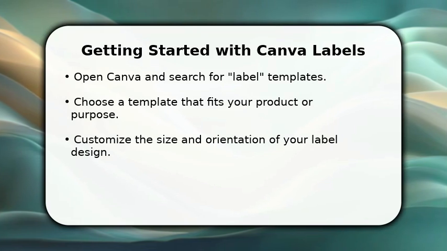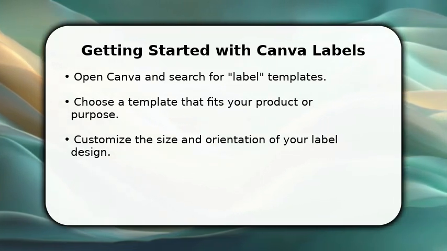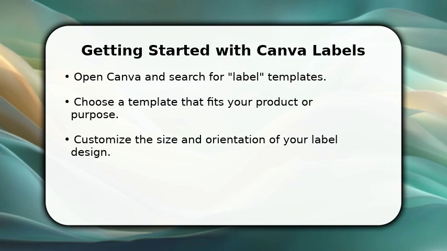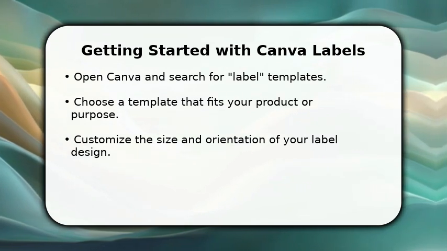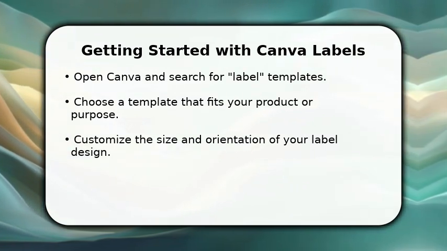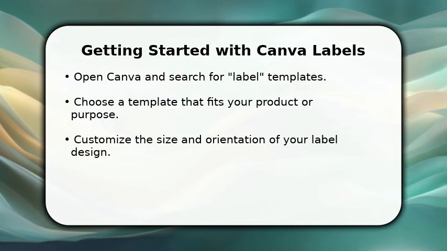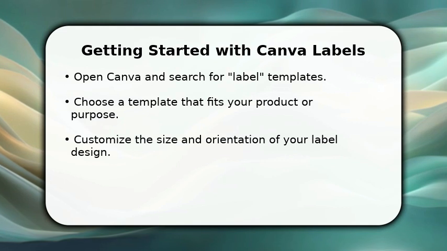In this video, I will explain how to use Canva for labels. First, open Canva and navigate to the search bar. Type in label to explore thousands of pre-designed templates. You can find options for various products, from food items to shipping labels.